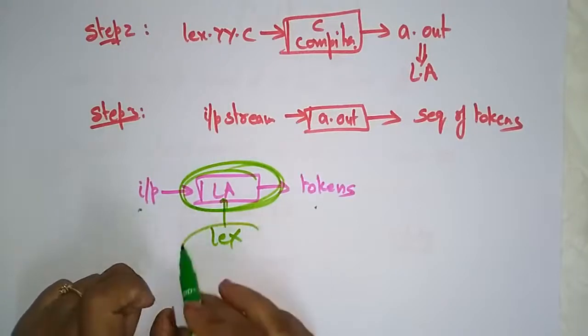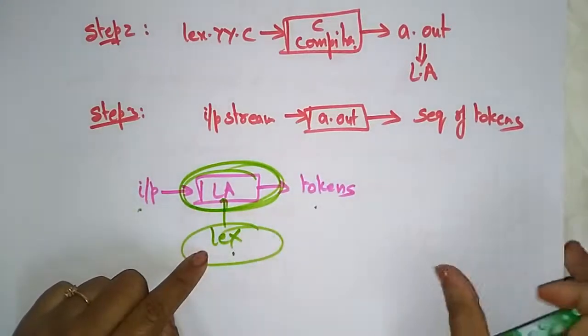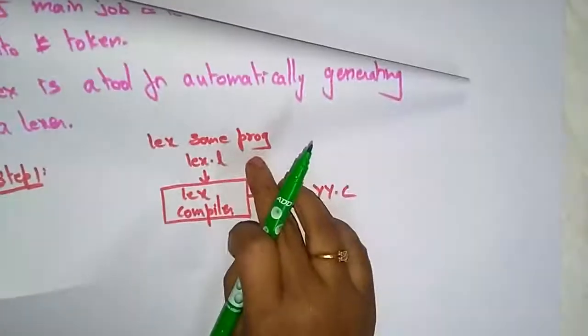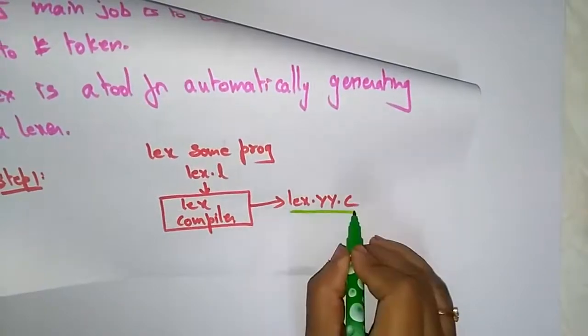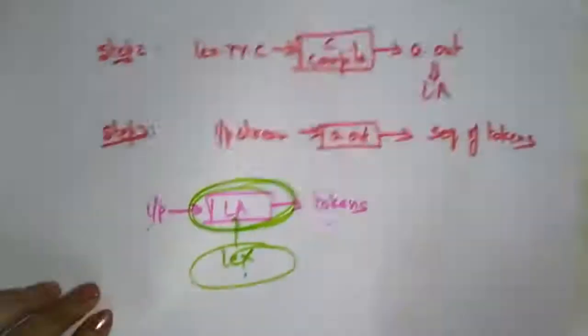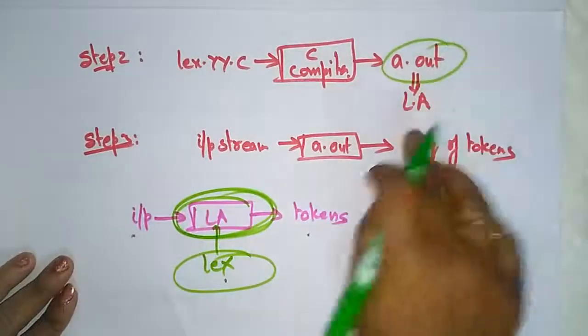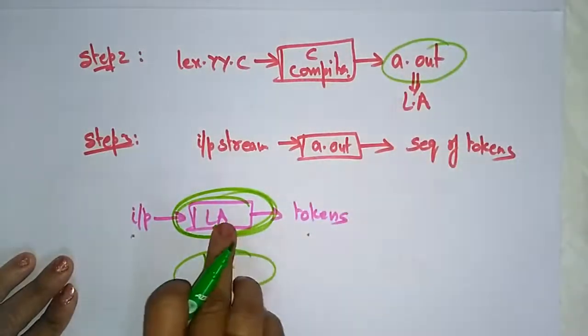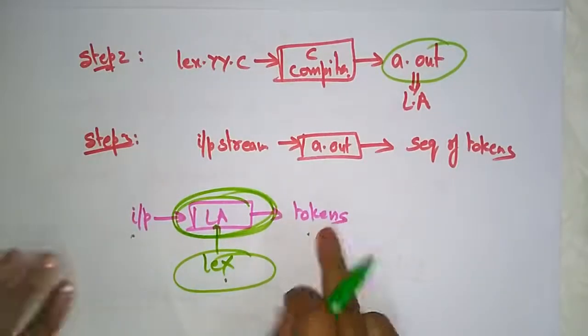So everything will be done in the Lex compiler. So what is done in here? It's step 1. It just takes the source program lex.l and sends it to the Lex compiler, and it generates one output. That output is again sent to the C compiler, and it produces what exactly the lexical analyzer wants. So that will be stored here and sends the sequence of tokens.